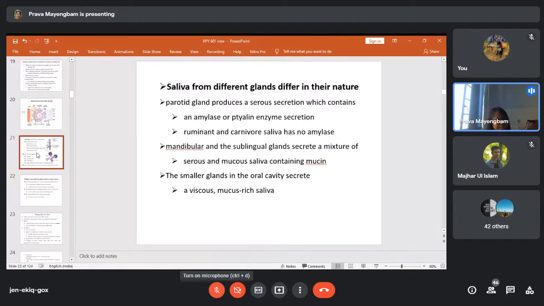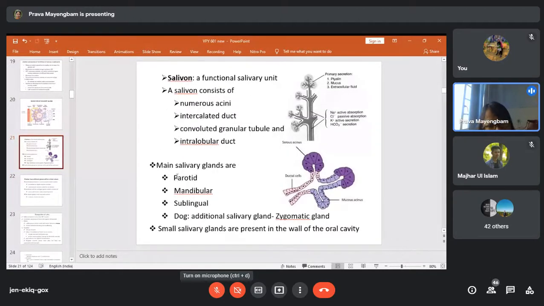The secretions of these salivary glands are again different. This figure is showing that this acinus is a serous saliva secretory gland, and this is showing a mucus secreting acinus.